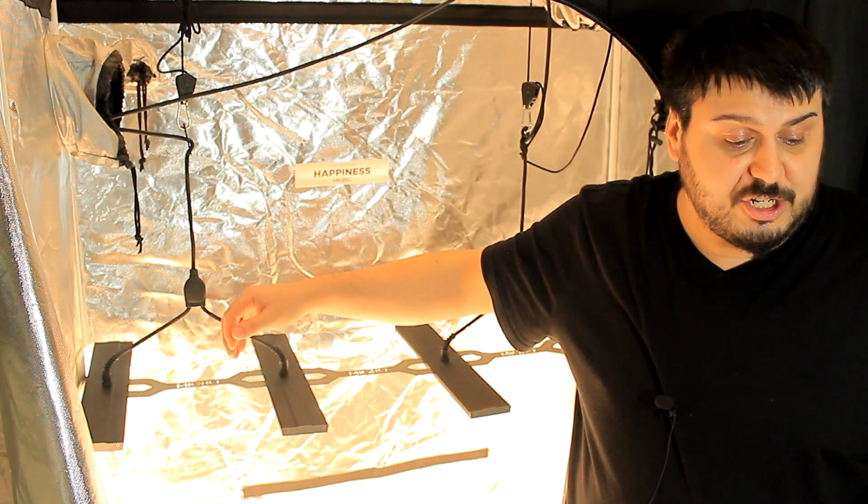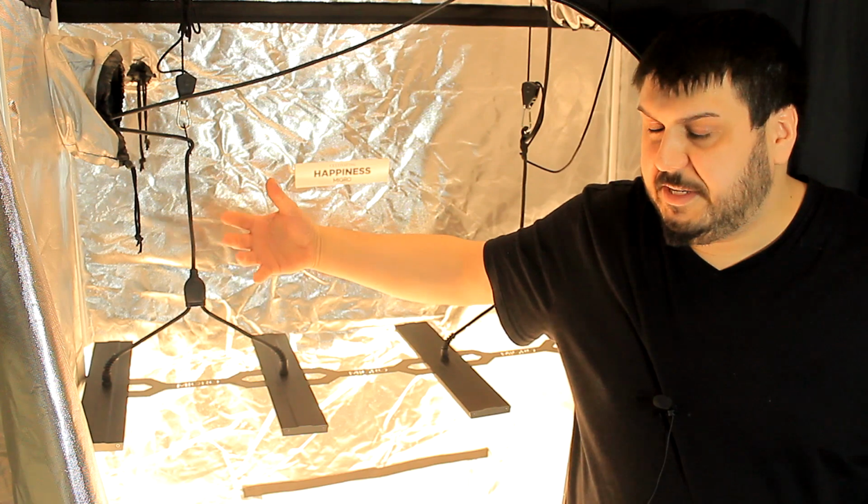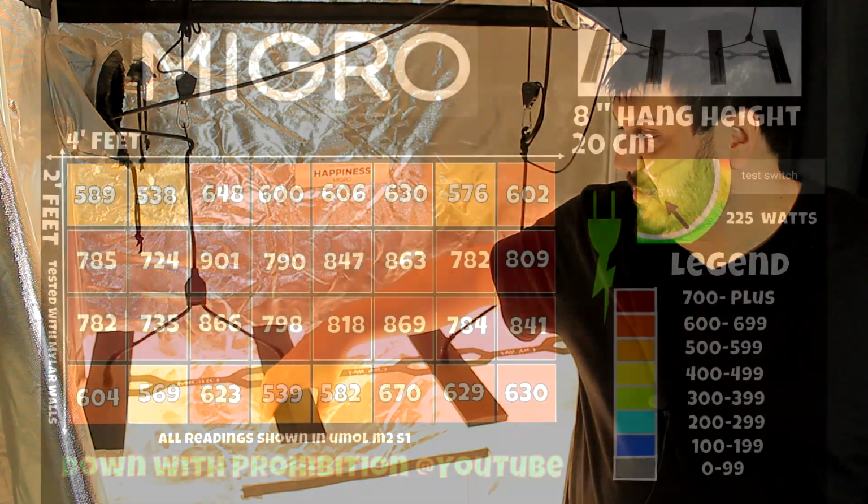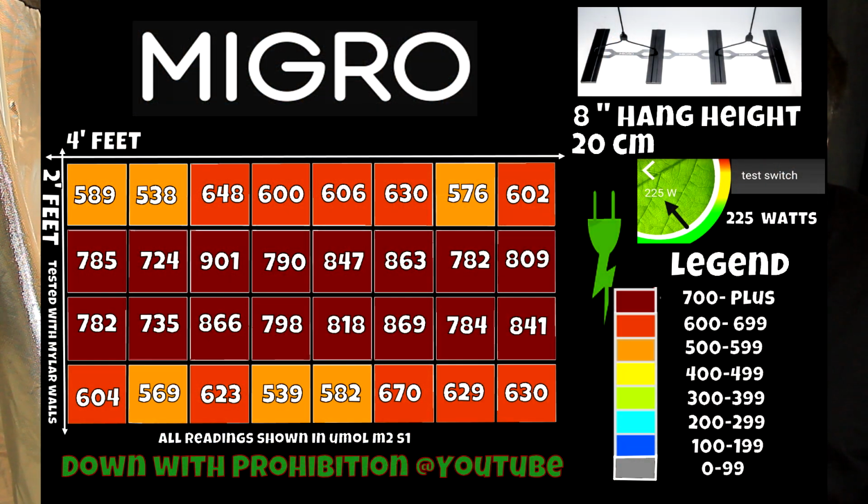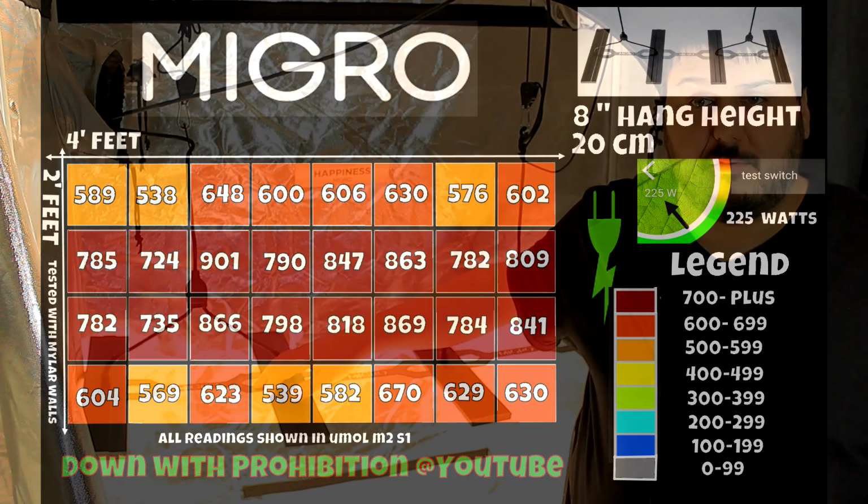So let's take a look at the 8-inch. That's also going to be 20 centimeters for the rest of the world. We had an average PAR of about 700, but you can still see it was up into the high 800s, mostly through the center, even up to the 900 mark, which is basically good for flower. So from 6 to 8 inches, definitely would be flowering territory.